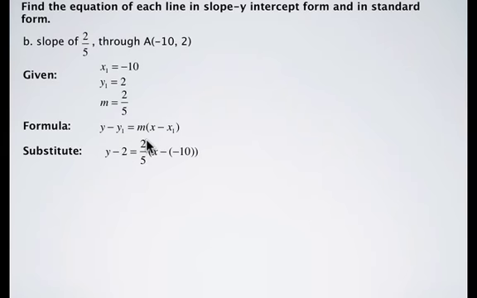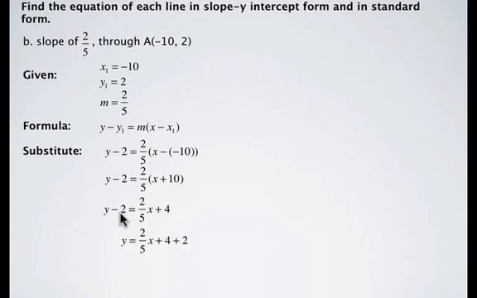And when we simplify, we remember that x minus -10 is x plus 10, and we're going to use the distributive property. So 2/5 times x is 2/5 x, and 2/5 times 10 is 4. And make sure that you practice your multiplying fractions. And so what we're going to do now is solve for y.